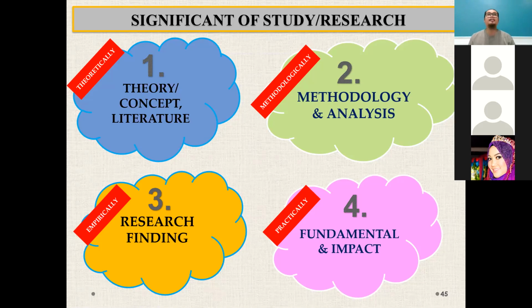Number three is research finding. Research findings come straight from your objectives, or your hypotheses, or your research questions, which give the result and the finding. This result and finding is a significance. If you say that your finding is not significant, why do you need to study this topic? So all your objectives and research questions bring research findings, and we call that empirically.